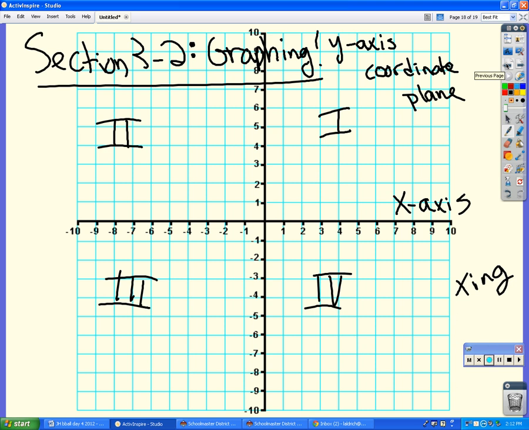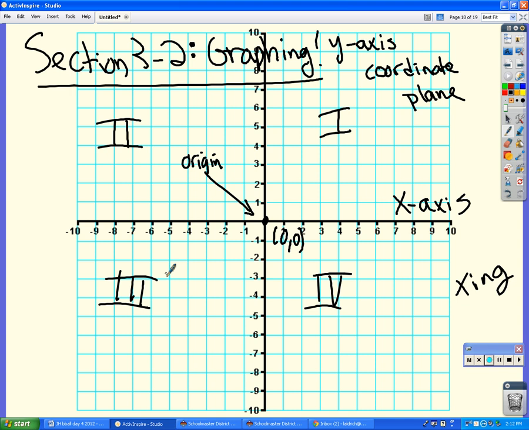All right, so we've got a coordinate plane. We've got a y-axis. We've got an x-axis. We've got 4 quadrants. And then what is this point right here called? The coordinates of that point are 0, 0. This is called the origin because that's where everything originates from, or that's where everything starts from.